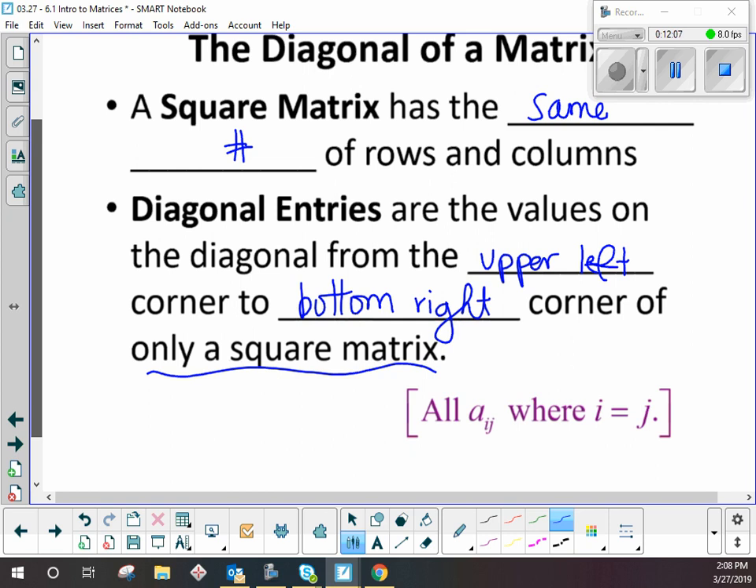I actually like that this is here. This is math notation. What do you think this is saying? All A sub ij where i equals j. What do you think is going on? What is this notation trying to tell me? Then that's exactly right. Where the rows equal the columns, so it's a square.